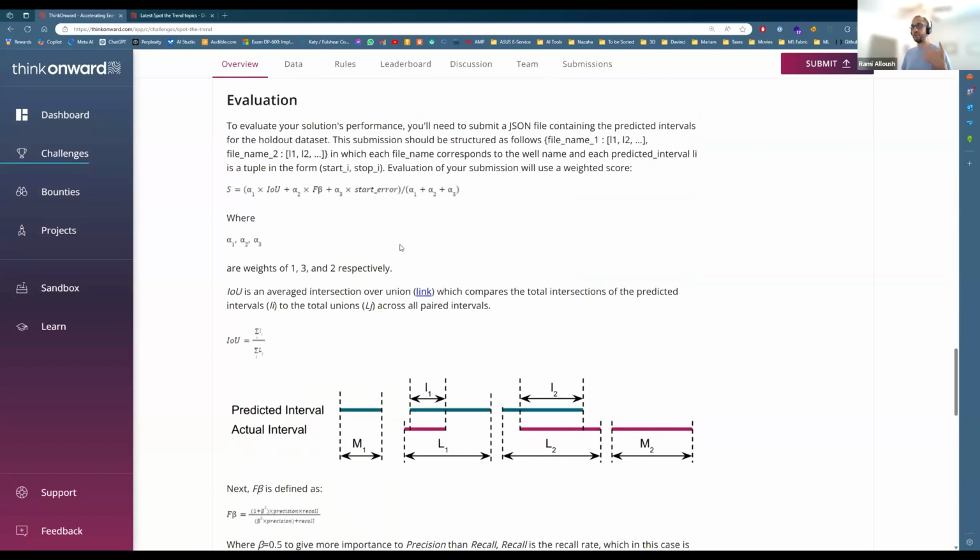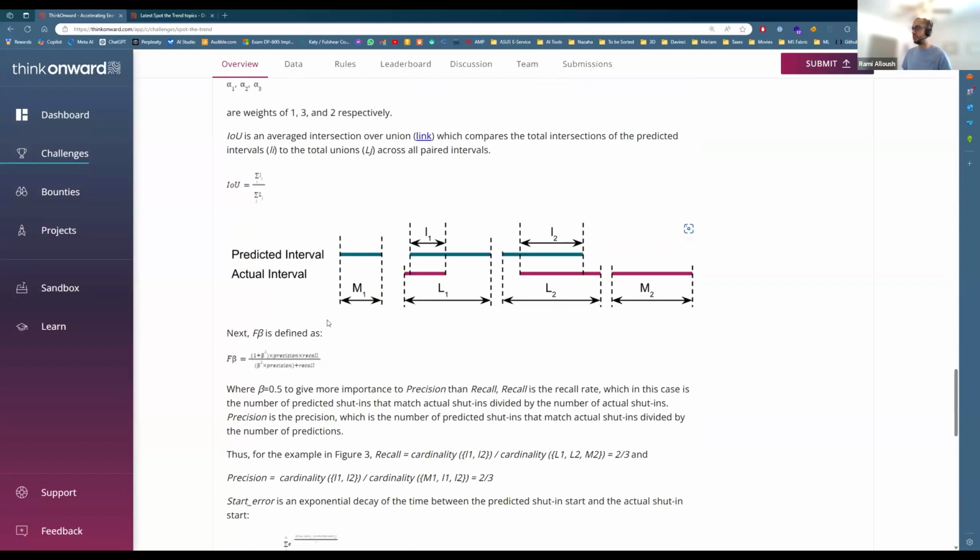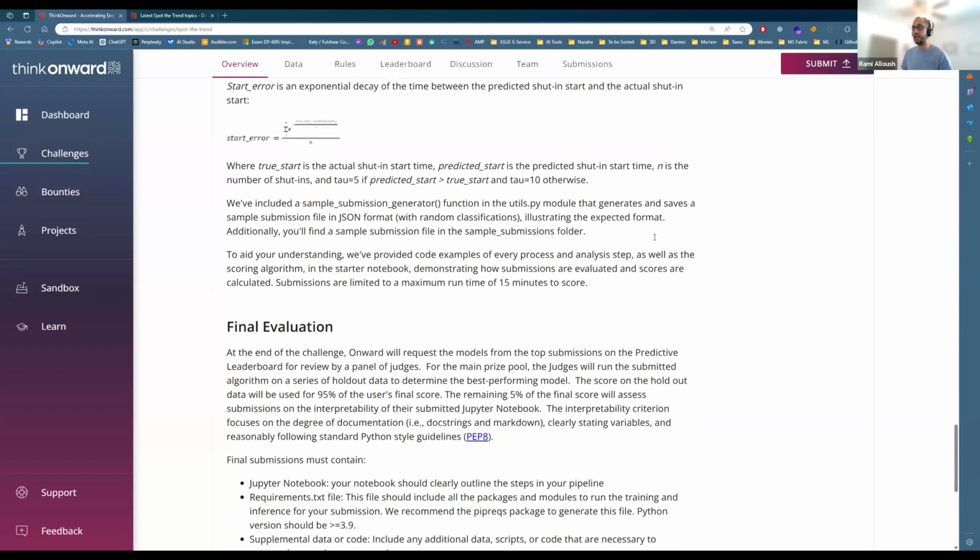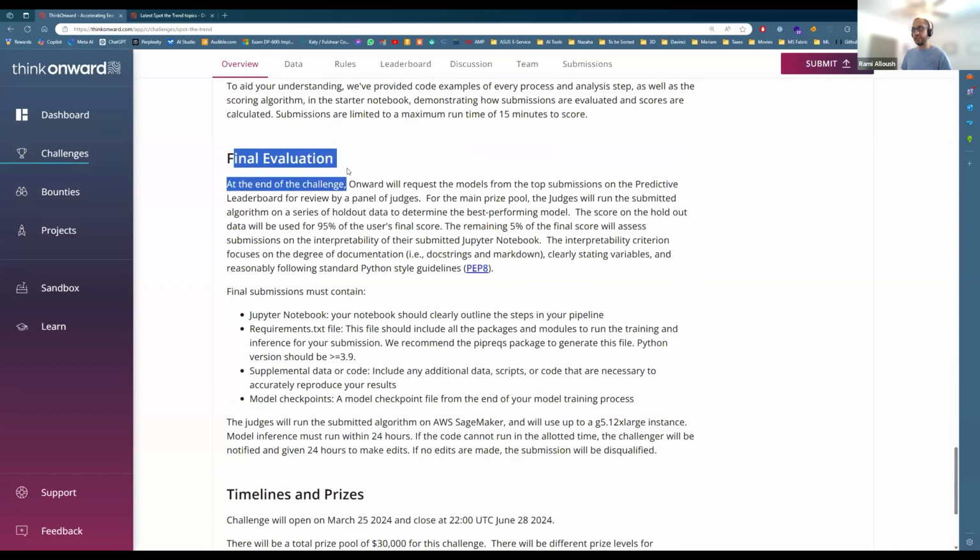The evaluation, how to evaluate the model. This is too early for us, to be honest. Maybe in the last session when we try to submit something, we can revisit this and explain. Hopefully you will have a better understanding by then of what's going on. So I will skip this part, and then the final evaluation.